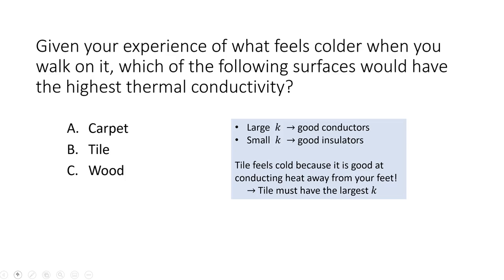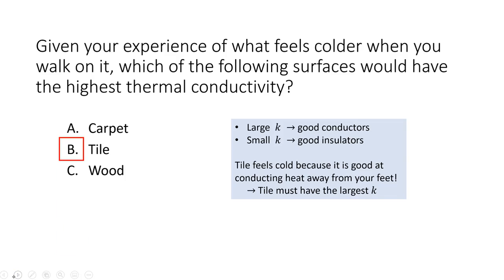All right, and so when you think about the thing that has the highest thermal conductivity, that's going to be the thing that conducts heat away from you best. When you think about how that feels, it's going to feel cold to the touch because it's drawing heat away from you the best. Okay, so I would think about the fact here that when I walk on carpet, tile, and wood, the tile feels the coldest. And so I would say that the tile is going to be the best conductor. In other words, it has the largest thermal conductivity. So I would go ahead and pick answer B here.